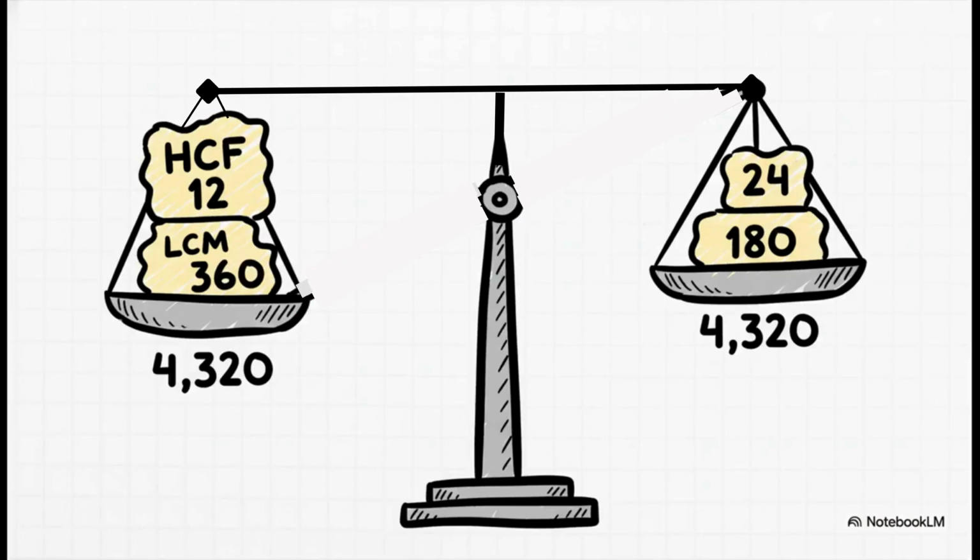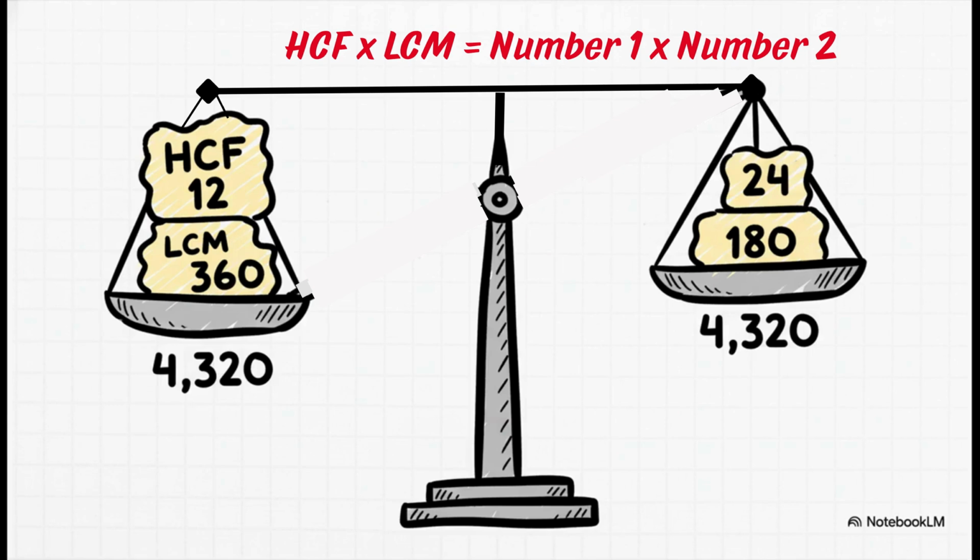And hey, want to know a really neat math magic trick? You can use this to check your work. If you multiply your HCF and your LCM together, you will always get the exact same answer as when you multiply your two original numbers. Look, 12 times 360 is 4,320, and 24 times 180 is also 4,320. It works every single time.